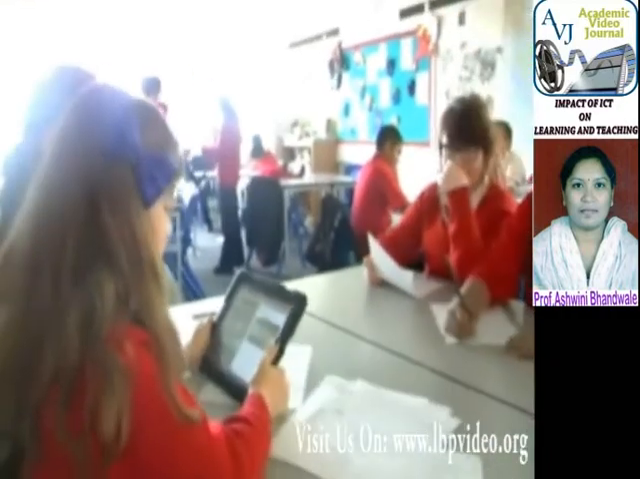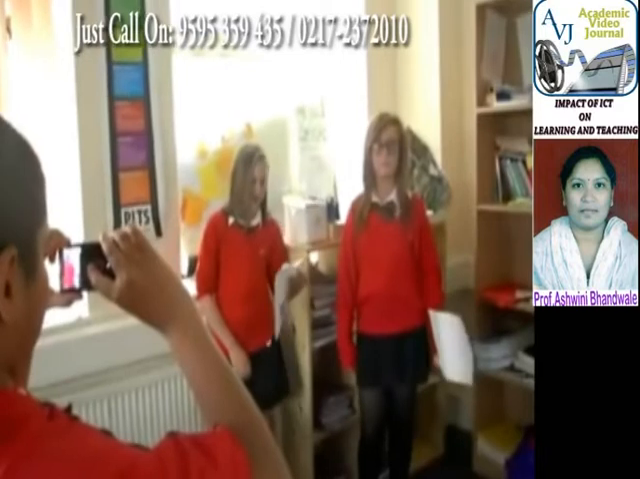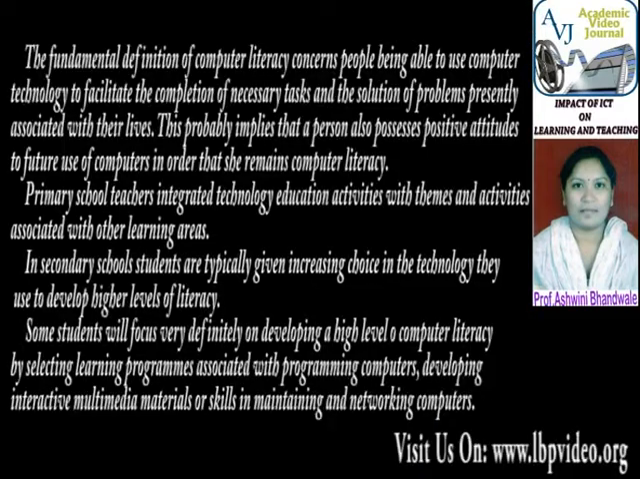In secondary schools, students are typically given increasing choice in the technology they use to develop higher levels of literacy. Some students will focus very definitely on developing a high level of computer literacy by selecting learning programs associated with programming computers, developing interactive multimedia materials, or skills in maintaining and networking computers.